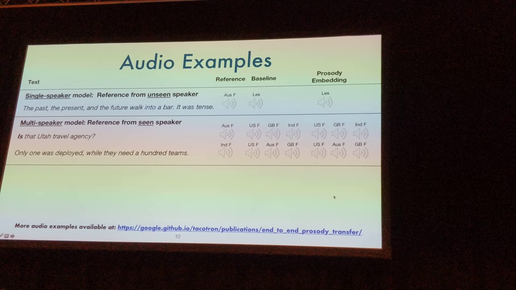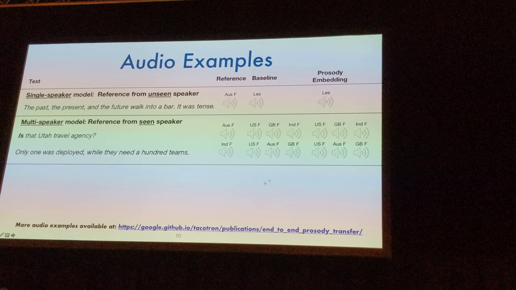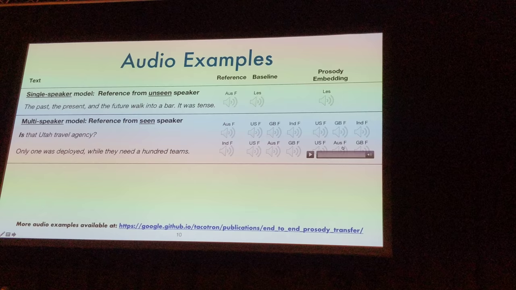All right, here's one more with a different reference. Only one was deployed. Why do they need 100 teams? And here's the rendered. Only one was deployed. With the prosody embedding. While they need 100 teams.